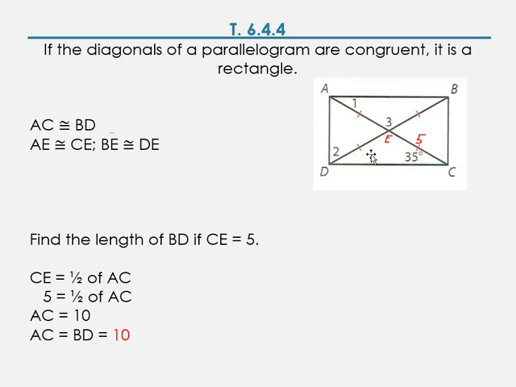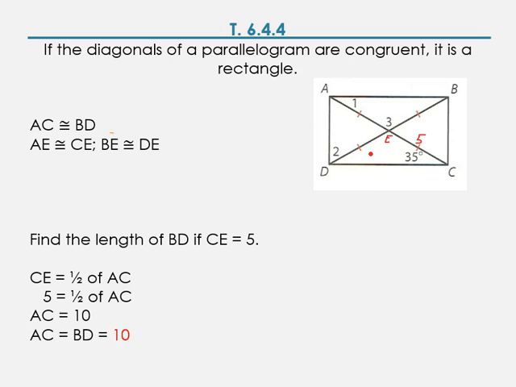Theorem 6.4.4, if the diagonals of a parallelogram are congruent, it is a rectangle. So in this rectangle, they show you the congruency marks. One of the things we know about rectangles is that diagonal AC is congruent to diagonal BD. These diagonals bisect each other, so AE is congruent to CE, and BE is congruent to DE.